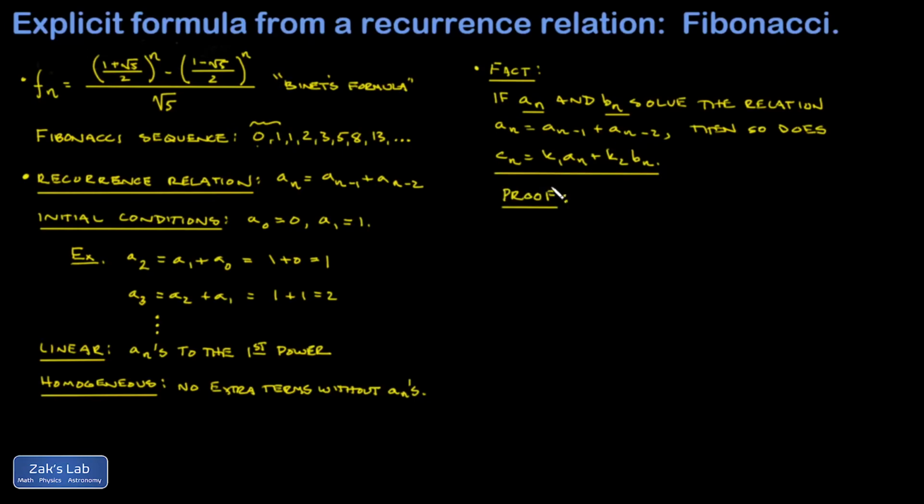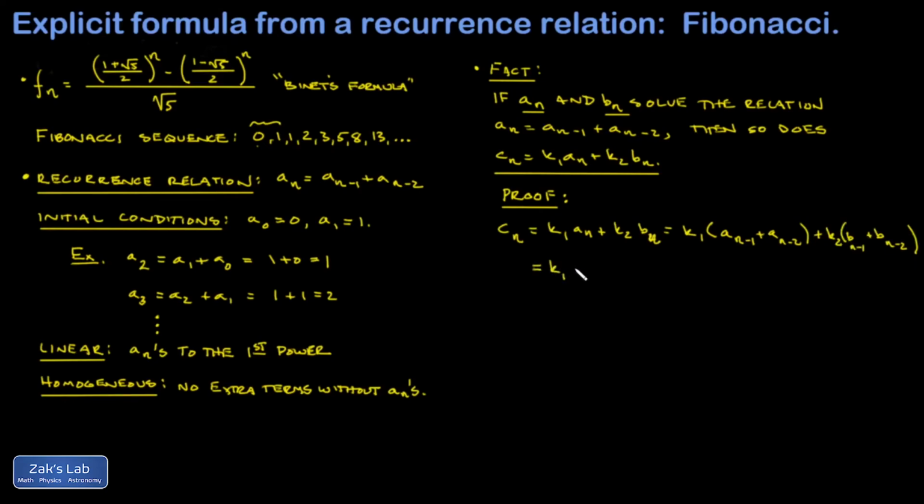So a quick sketch of the proof goes like this. I've already said let an and bn be solutions to the Fibonacci recurrence relation. Then let's examine Cn. It's a linear combination, k1 an plus k2 bn. But I said an and bn are solutions to the Fibonacci recurrence relation, and that means an can be written as the sum of the two previous terms. And this is also true for bn.